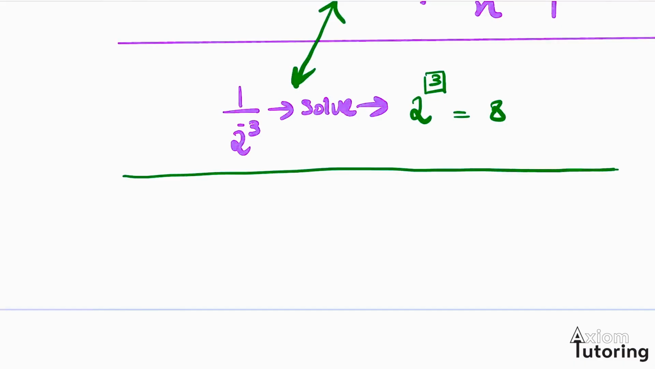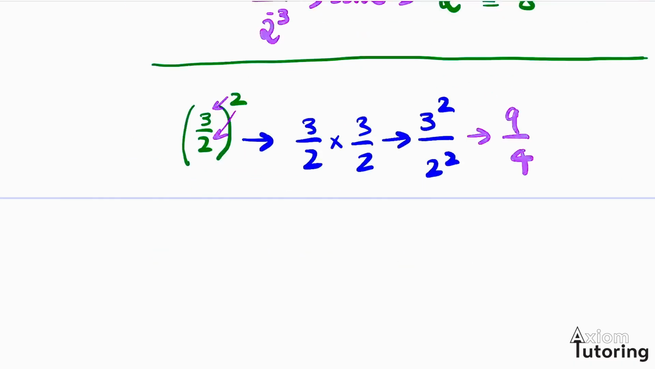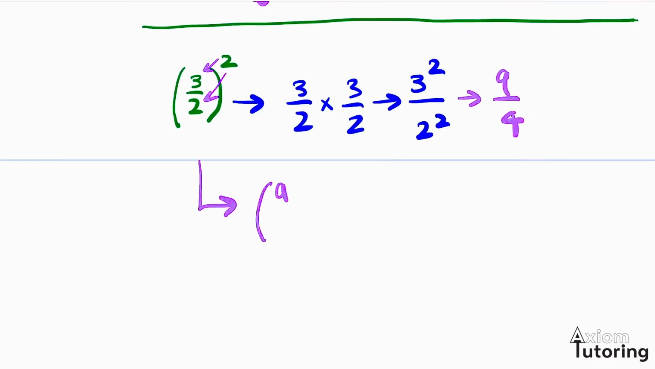Let's look at one more rule, and that is when we take a fraction, 3 over 2, and we raise it to a power. Well, we know that 3 over 2 to the power of 2 is 3 over 2 times 3 over 2. 3 times 3 is 3 squared, and 2 times 2 is 2 squared. So what happened? The power was distributed to each of the numbers, and that's 9 over 4. So the rule tells us that (a over b) to the n is a to the n over b to the n.